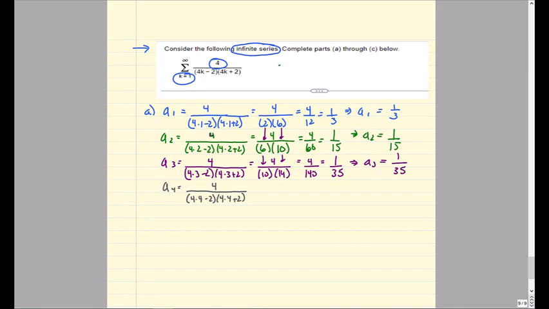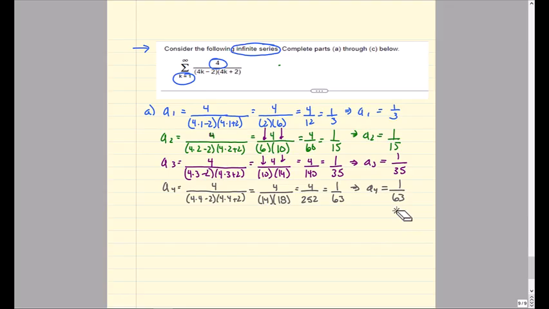Okay, let's look at our last one here before we find our partial sums. So again, the 4 is fixed. 4 times 4 is 16. 16 minus 2 is 14. 4 times 4 is 16 plus 2 is 18. Okay, so again, I could reduce first if I wanted. I'm just going to go ahead and multiply it out first and then reduce. That would be 252. And if I reduce that, 4 over 252 would be 2 over 126, which reduced to 1 over 63. So this would be a sub 4 equals 1 over 63.